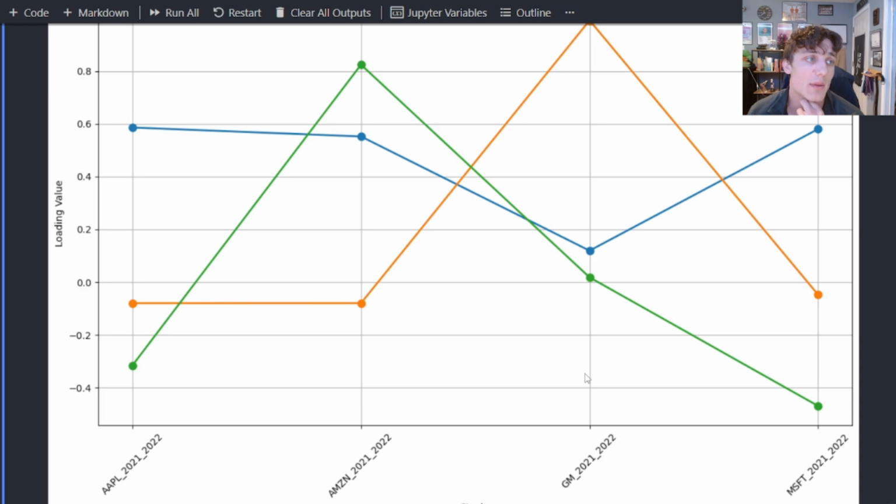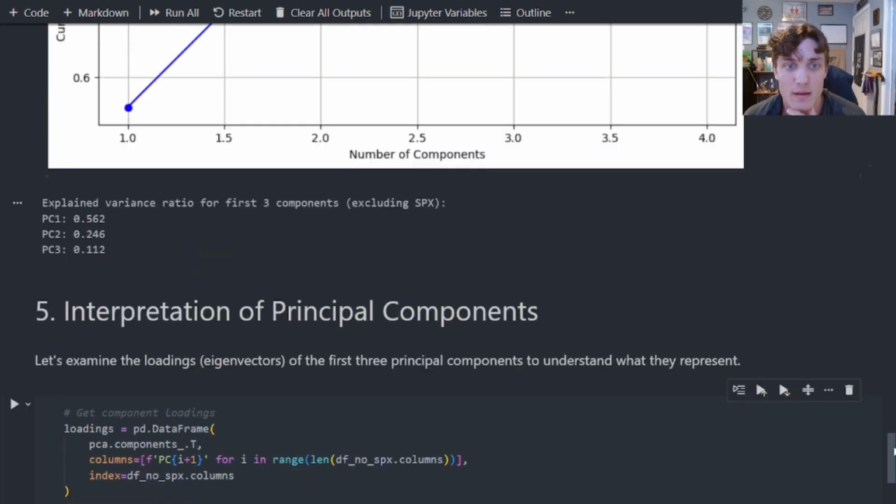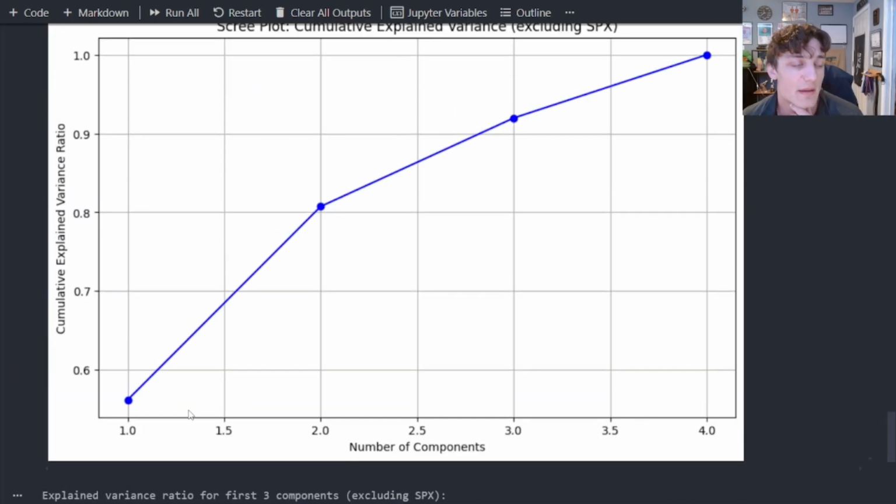Very interesting. So now, instead of all of these features in our set conveying the market risk redundantly in the Apple returns, Amazon returns, GM returns, and Microsoft returns, we have one component, the first principal component, that is going to transform each of these into a market risk component. And that's the first principal component that would explain 55% of the variance in the data.